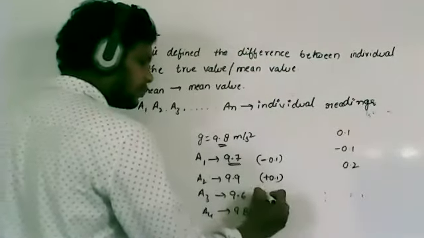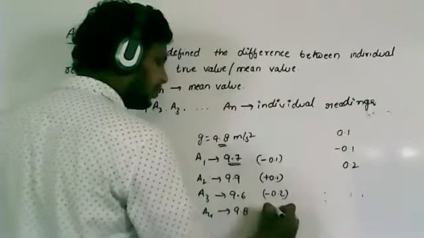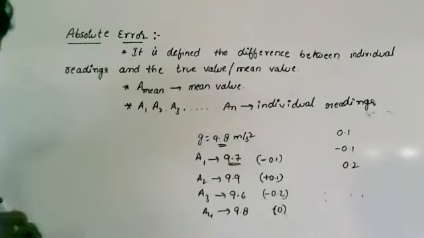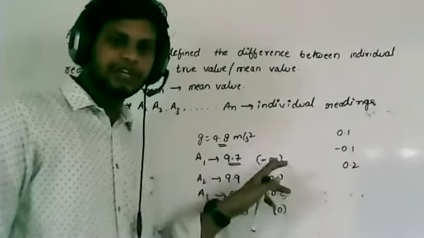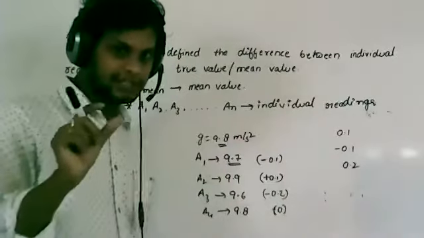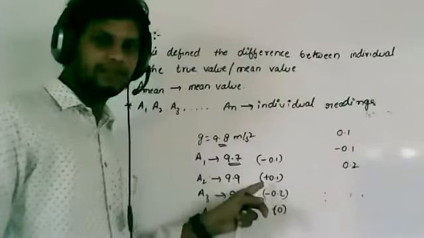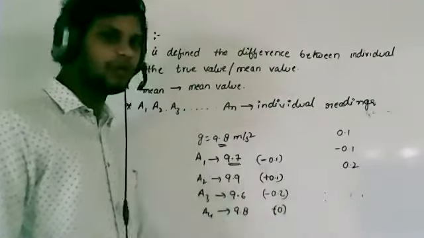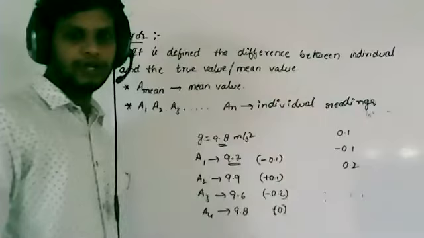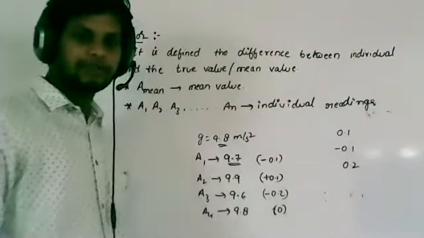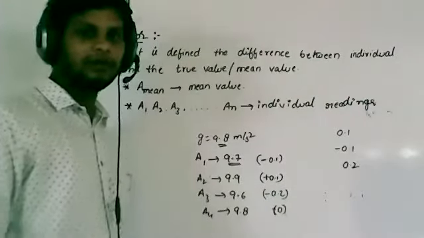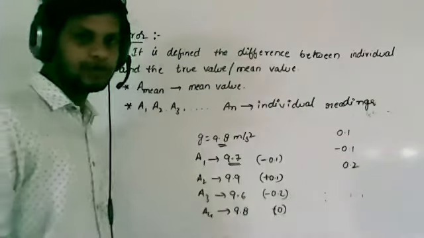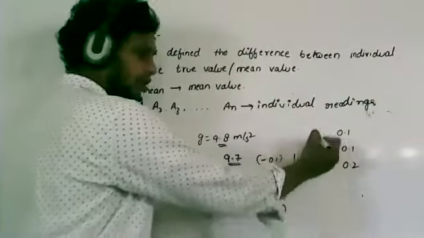So this is, for example, minus 0.2. For example, this is 0. If I take subtraction between these two values, I get 0.1. If I take subtraction between these two, I get minus 0.2. Now if you take the difference, whether it is a positive or negative value, express it as a positive value. To express the difference as a positive value, you have to use the modulus.